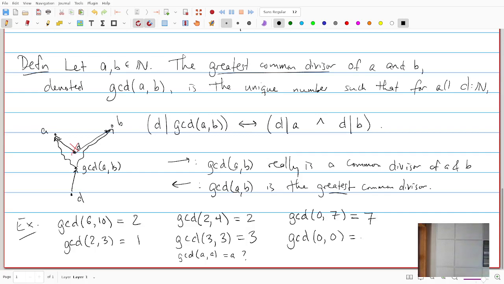Okay, you think it should be undefined? Why? Really? Does 0 divide 0?